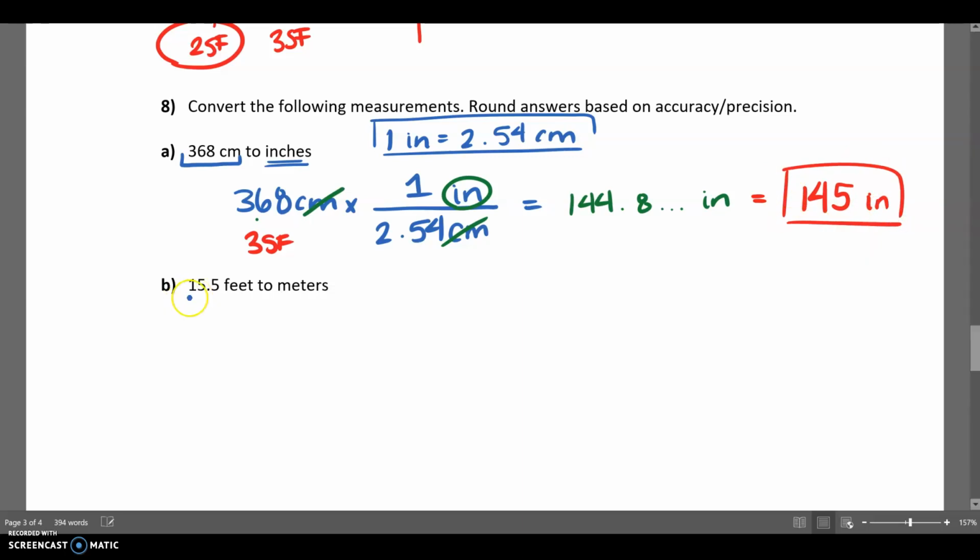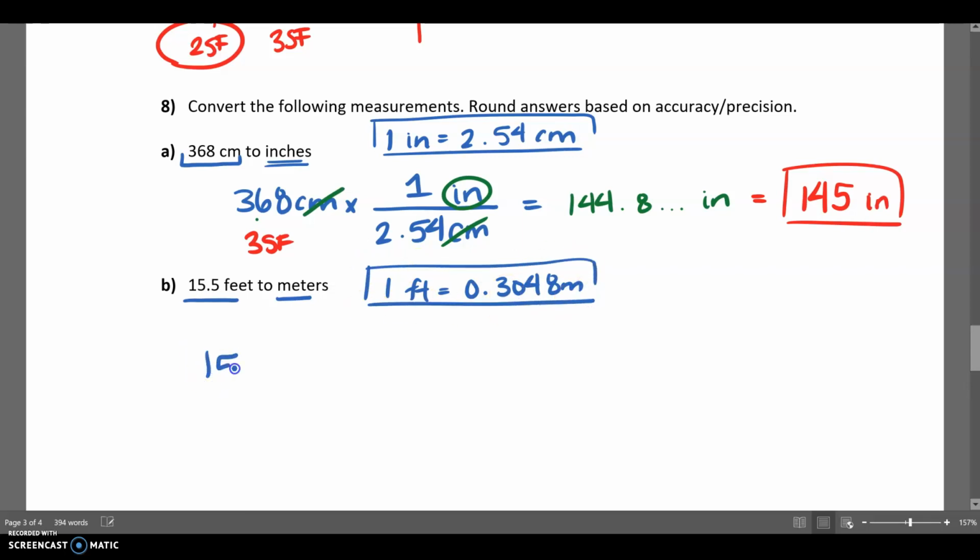Looking at the same for the next question, we're converting 15.5 feet to meters. From your conversion factor sheet, you know that 1 foot is equal to 0.3048 meters. We'll use that in our conversion fraction. We start with our measured value, 15.5 feet. Set up our unit conversion so that units cancel, which means feet will be on the bottom of my unit conversion and meters on top. From the conversion factor, 0.3048 meters is equal to 1 foot. I can see that units of feet will cancel, and I'll be left in meters.